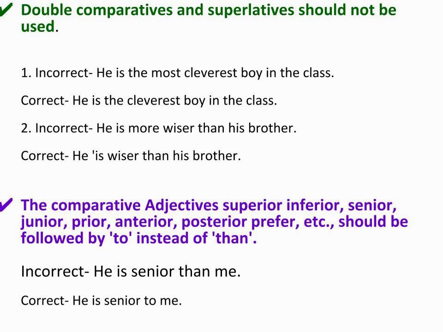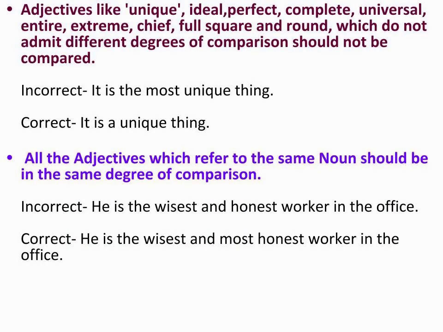Next one, the comparative adjectives superior, inferior, junior, senior, anterior, posterior should always be followed by to, instead of than. He is senior than me. Than is wrong. He is senior to me. He is junior to me. He is superior to me. Similarly, next to prefer also, I prefer coffee to tea. Next to prefer also, to must come. You know these rules, but still I am just recalling and repeating all these things with the rules, students. Next, let us see.